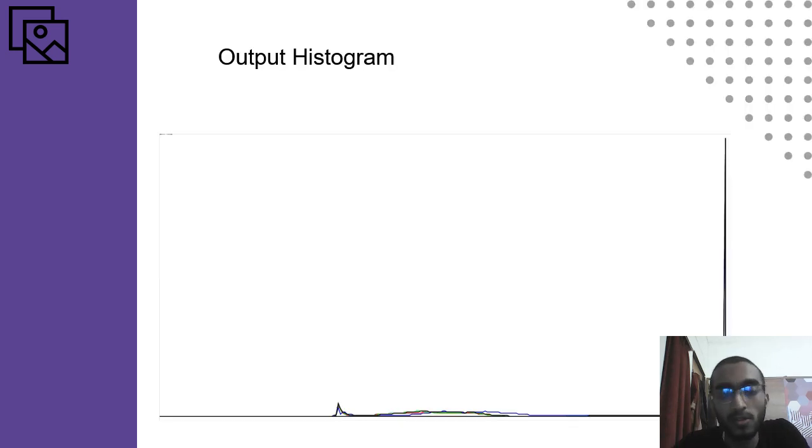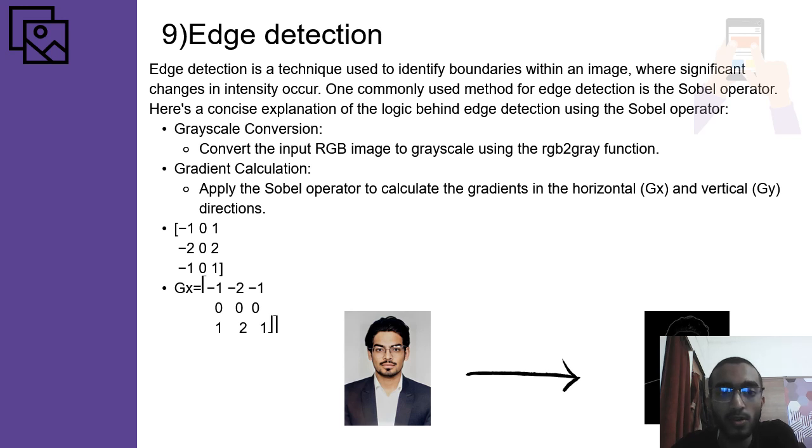Here is the output histogram for the brightness change. From the histogram, we can say that the histogram is shifting towards the white side. Now we are going to talk about edge detection.